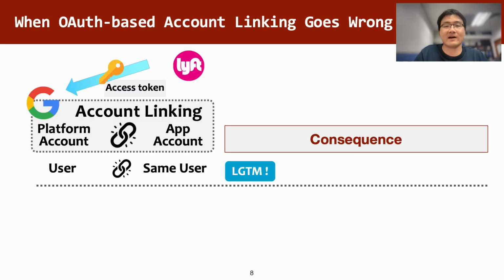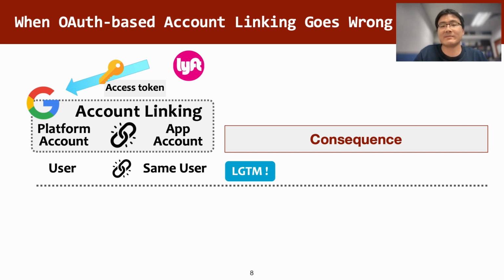So next, I'll give some high-level ideas on how OAuth attacks under integration platforms could go wrong, how the attacks will work. At a high level, normally it's the user that links their own app account, like a Lyft account, to their own platform account, like a Google Assistant account. So it's perfectly fine and nothing could go wrong.